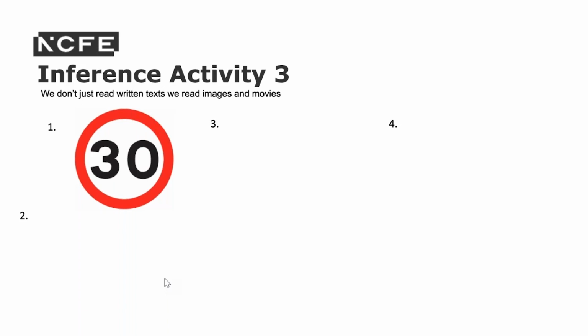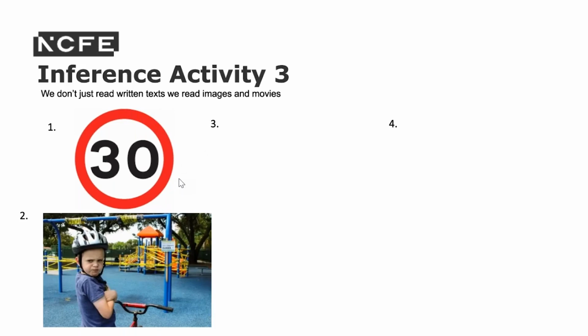Here is another activity to help when thinking about inference. Every day we read and interpret text, often without being aware of it, such as road signs, film posters, and magazine covers. So in this short activity, we'll have a look at what these texts mean. So the first one, here you can see that the red is a warning and that there's a speed limit of 30 miles an hour.